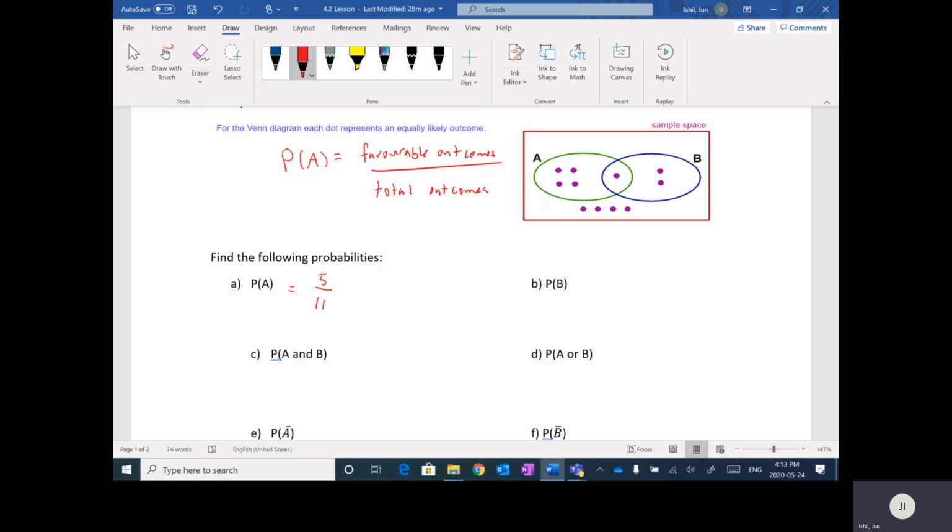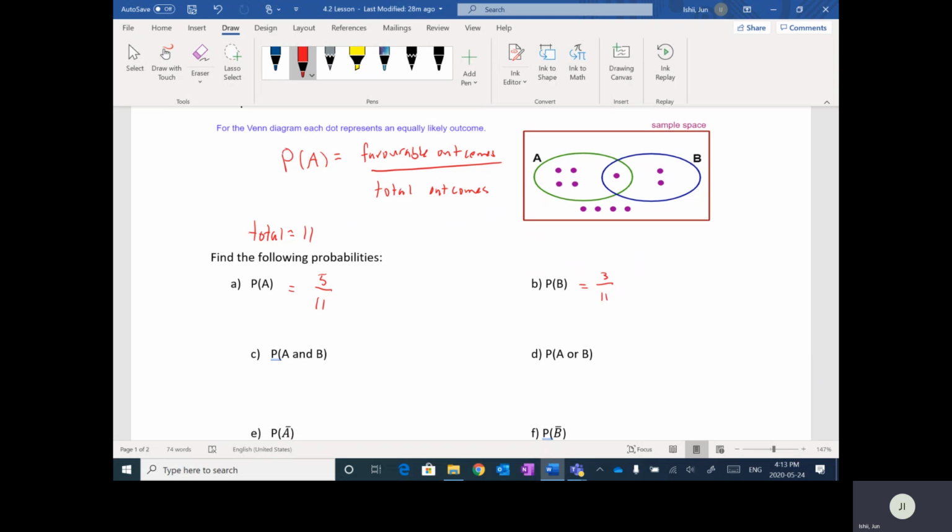The total number of dots is 11, and we're going to use that in the denominator at the bottom of the fraction for each one of these. Now let's go to the probability of event B. There are 2 by itself, but we also have this 1. So there are 3 dots within the blue ring, which represents event B. The probability here is 3 out of 11.